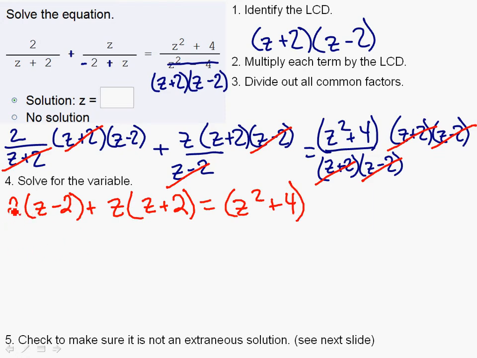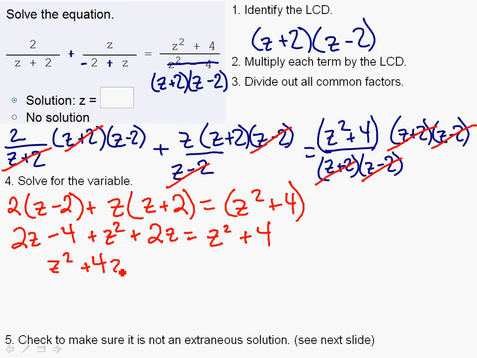So when I distribute, I have 2 times z is 2z, 2 times negative 2 is negative 4, z times z is z squared, z times 2 is 2z, and that equals z squared plus 4. Now I'm going to combine like terms, so I have z squared plus 4z minus 4 equals z squared plus 4.